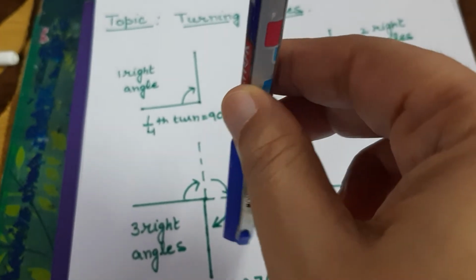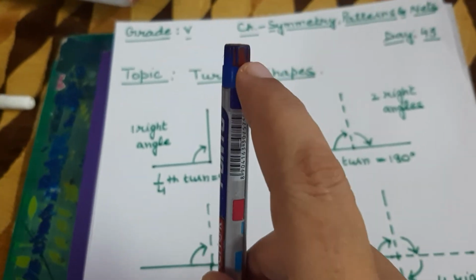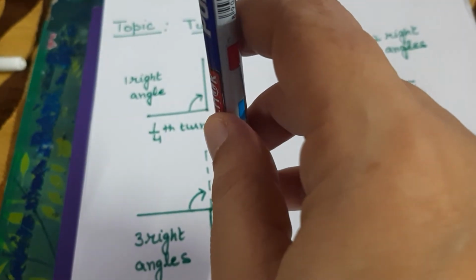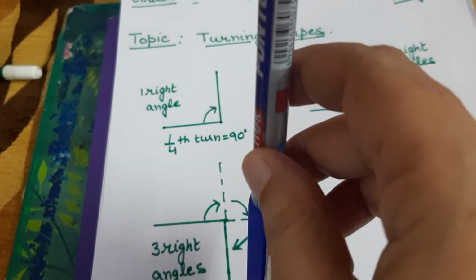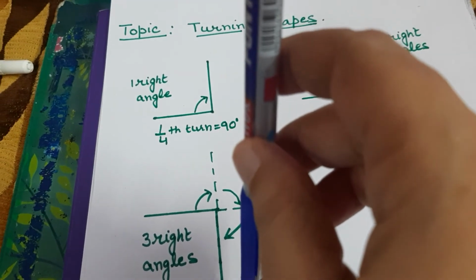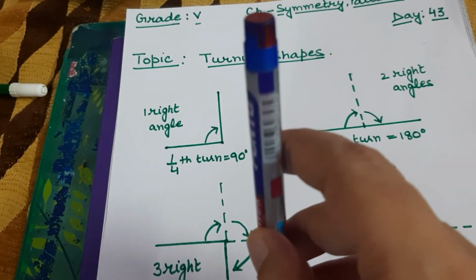You know its original position. Earlier cap was on the top. Okay, so now cap is at bottom. So this is half turn. It means in half turn, top becomes bottom and bottom becomes top.